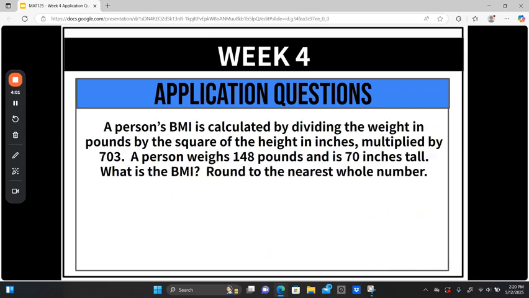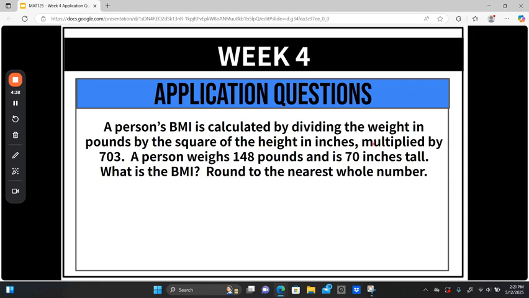Try another. A person's BMI is calculated by dividing the weight in pounds by the square of the height in inches, multiplied by 703. A person weighs 148 pounds and is 70 inches tall. What is the BMI? Round to the nearest whole number. Okay, so from the question here, let's go ahead and devise our formula, or our plan of attack, so to speak.